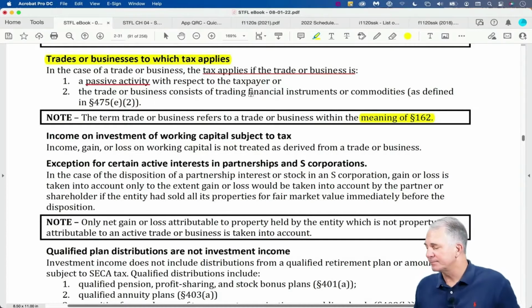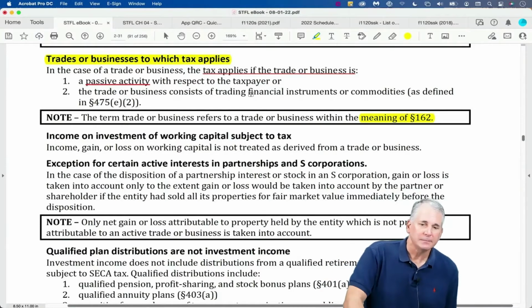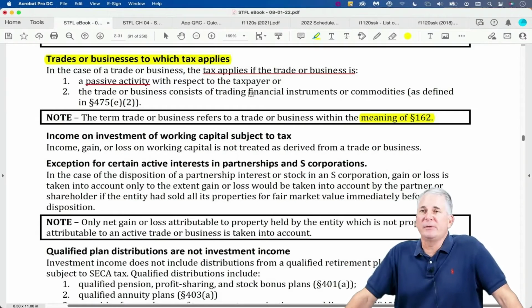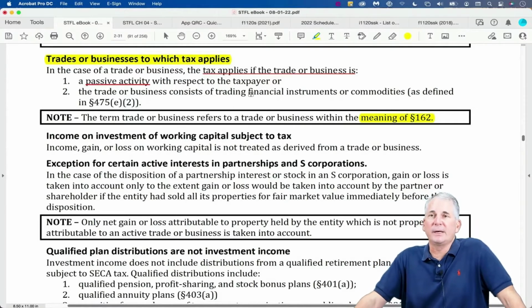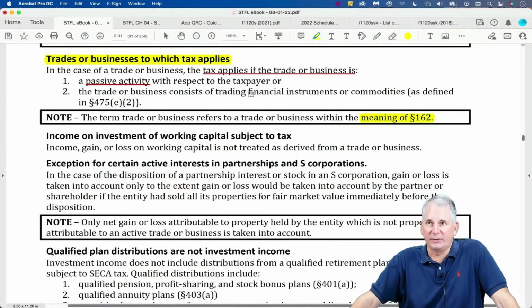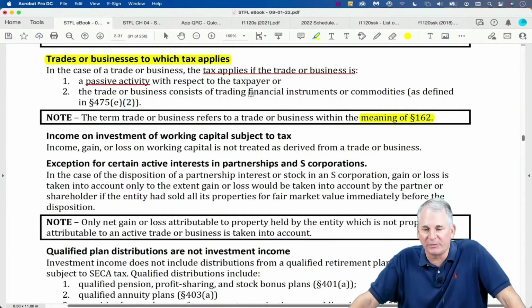Now, when the 3.8% tax came into play, they did not tell us what the definition of a trade or business was, and then the regulations came out and said they're going to use the meaning within Code Section 162. All right, the problem is Code Section 162 does not define a trade or business. All 162 says is if you have a trade or business, you can deduct all your ordinary and necessary business expenses for operating that.